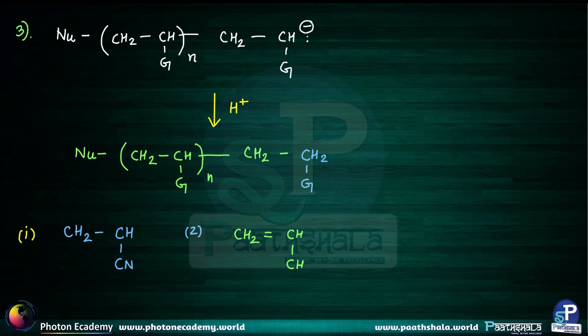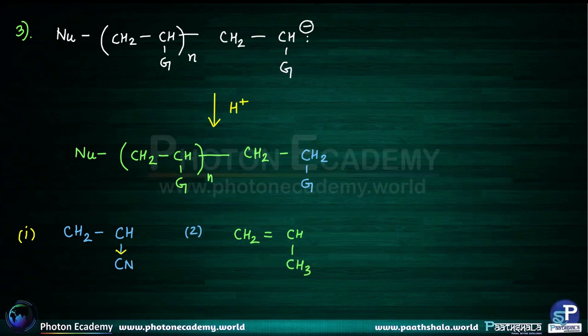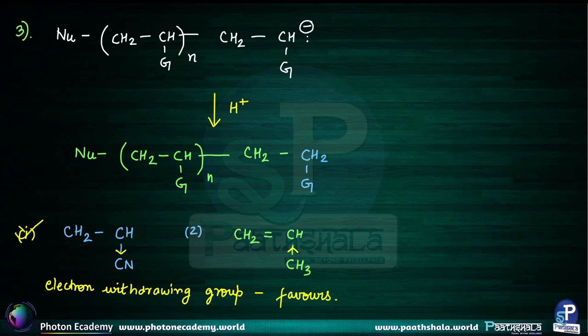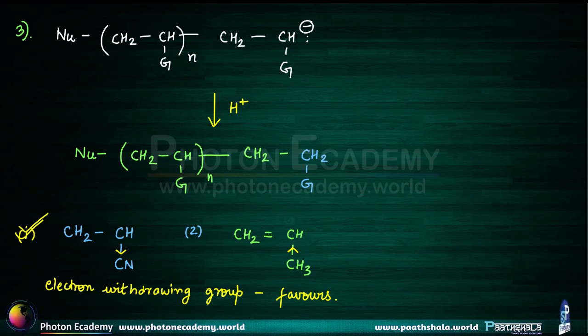So if we compare both of them, we can see that CN is electron withdrawing and CH3 is electron donating. Now, since we have a carbanion, that is a negatively charged carbon over here, an electron withdrawing group will favor this type of mechanism. Therefore this will be used as a monomer, whereas this cannot be used.